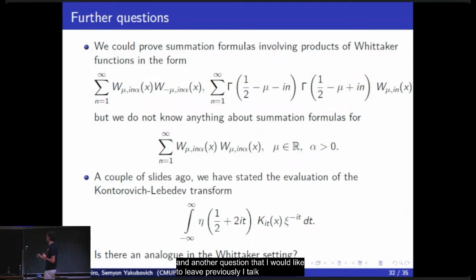And another question that I would like to leave. Previously, I talked about the Kontorovich-Lebedev transform of the Riemann eta function, like the complete version of the Riemann zeta function. I could compute that. But can we do the same when we replace the Bessel function here by the Whittaker function? I don't know. It will be very nice to obtain a formula in that setting.